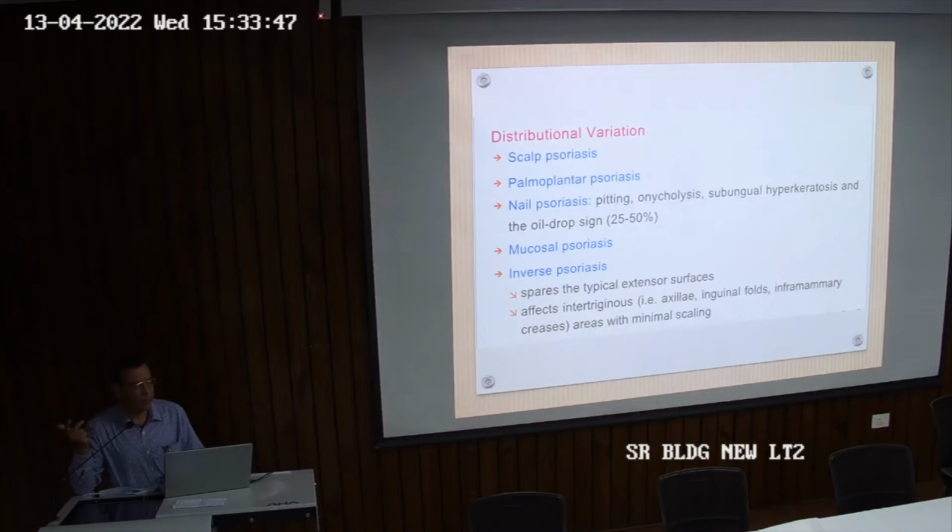Nail psoriasis, so various presentations are there over the nails, which are much more common in psoriatic patients. Nail pitting is common in psoriasis. So nail pitting, you will be shown in the OPD when you come, what nail pitting is. So there are small pits in the nail. This is much more common in patients with psoriasis, alopecia areata.